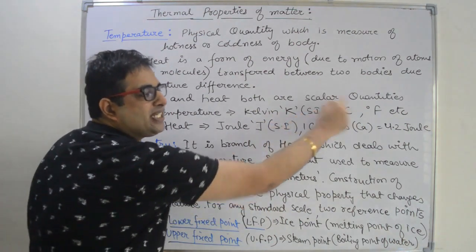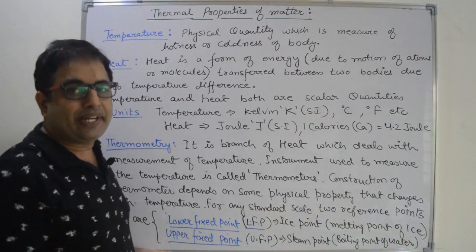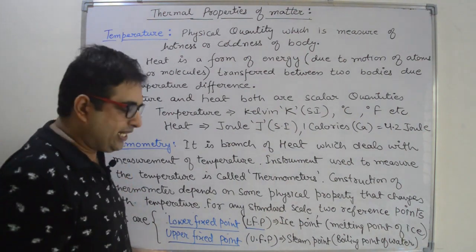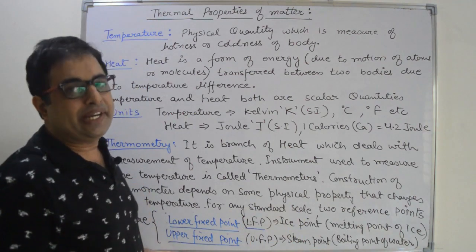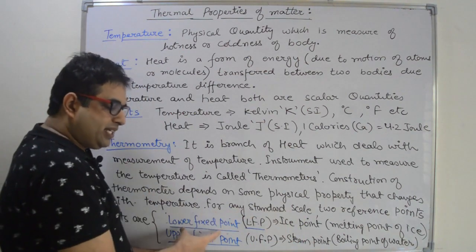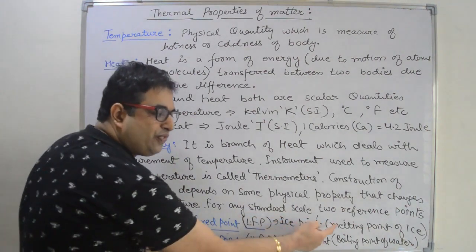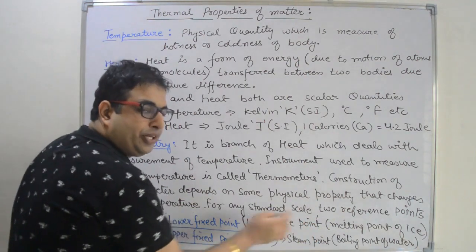But for the Fahrenheit scale, it is different. It is 32 degree Fahrenheit. So for the Fahrenheit scale, the melting of ice is at 32 degree Fahrenheit, right? The value is different in different scales, but the temperature is the same. The temperature at which ice will melt is known as the ice point.